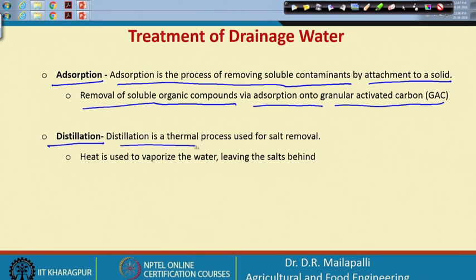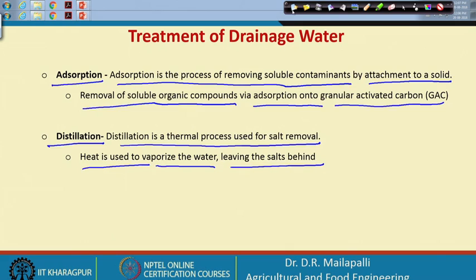And there is distillation. Distillation is a thermal process used for salt removal. The water drained from the fields is stored in ponds, and due to evaporation the fresh water evaporates and the salts are retained in the pond. Generally, heat vaporizes the water, leaving the salts behind. Then the salts can be scraped out and removed from the ponds.